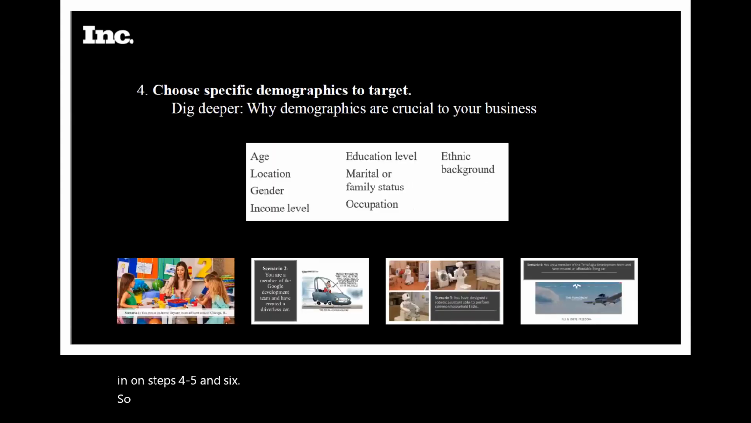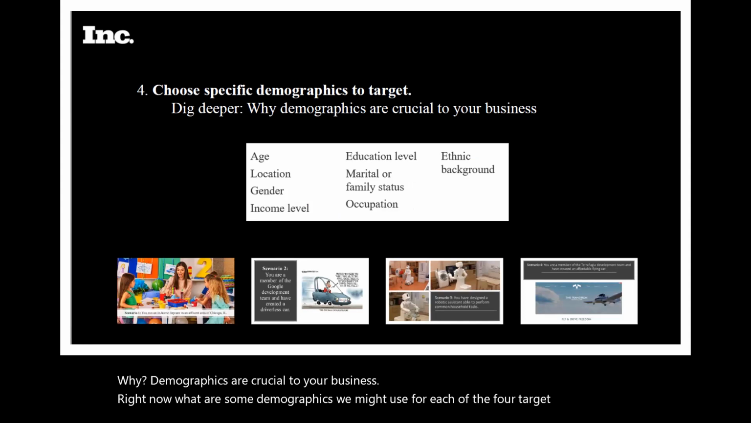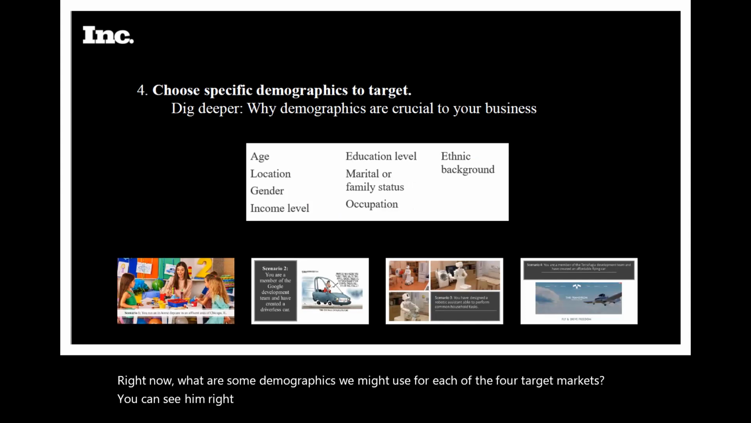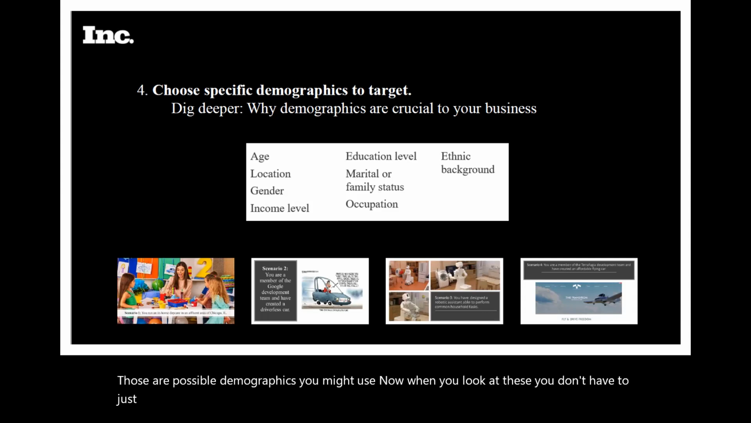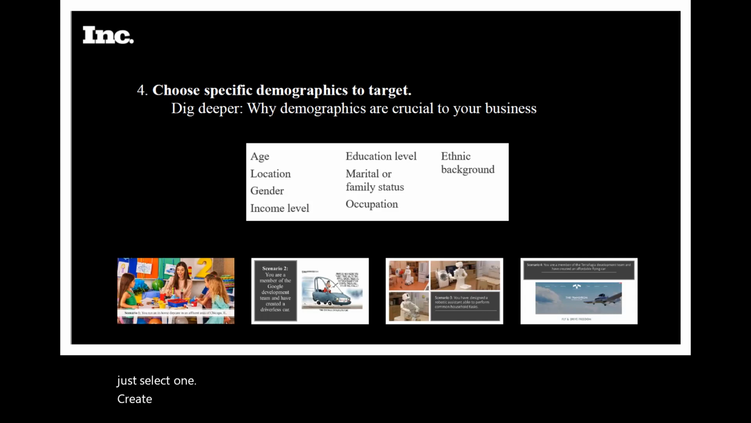So, number 4, choose specific demographics to target. Why demographics are crucial to your business. Right now, what are some demographics we might use for each of the 4 target markets? You can see them right here: age, location, gender, and so on, right? So those are possible demographics you might use. And when you look at these, you don't have to just select one, create them. Step out of your comfort zone. Select more than one.